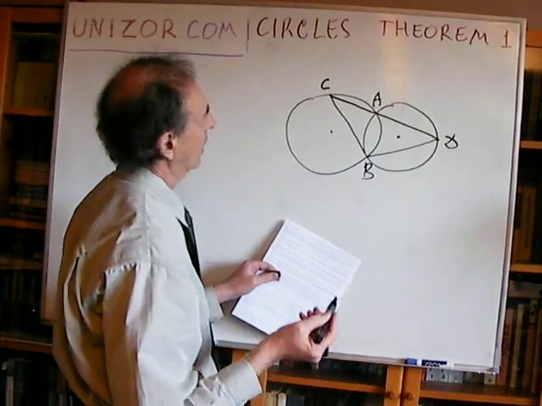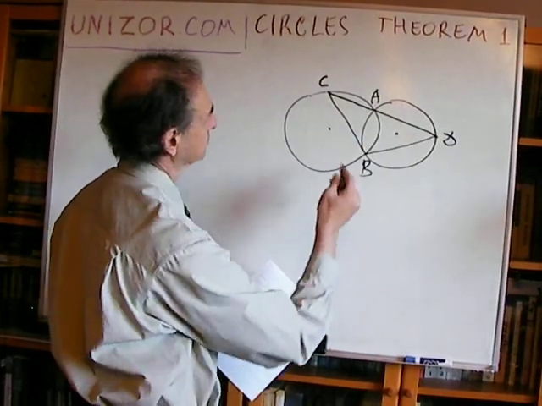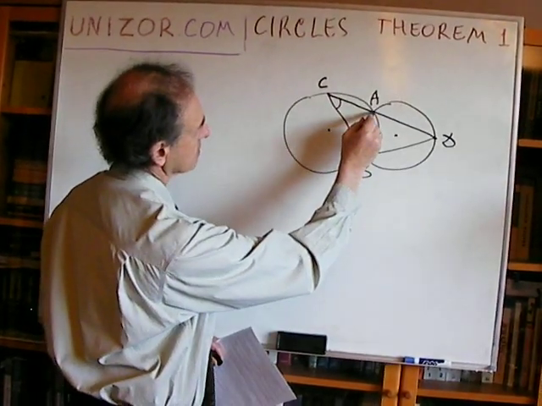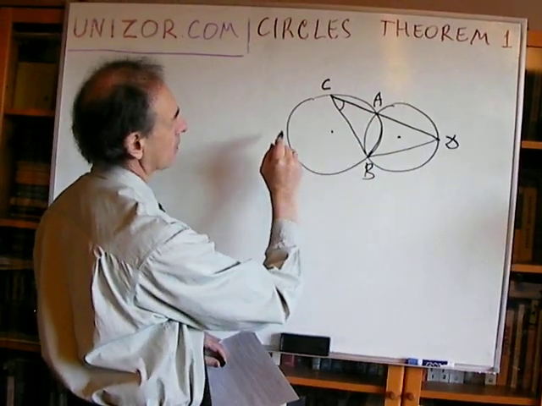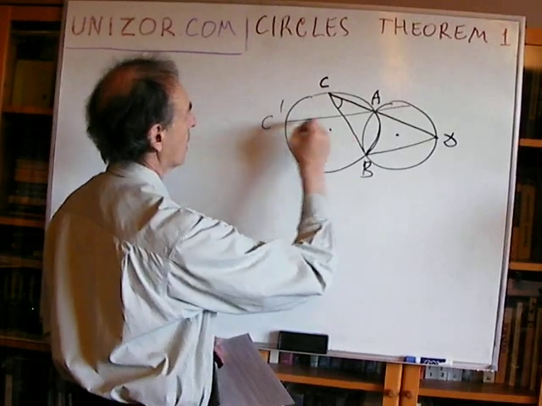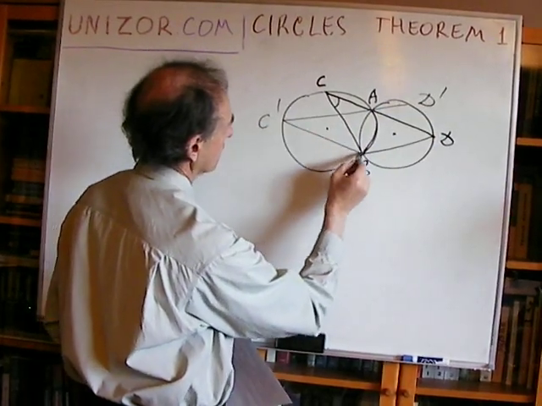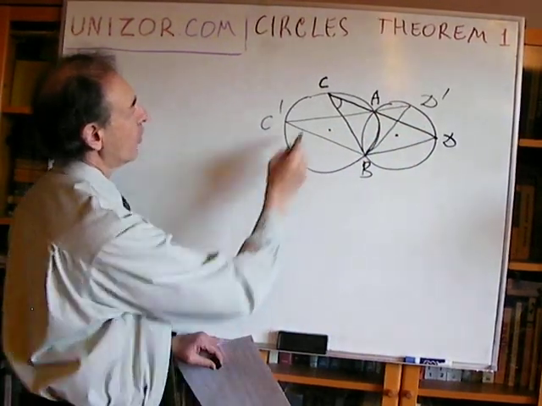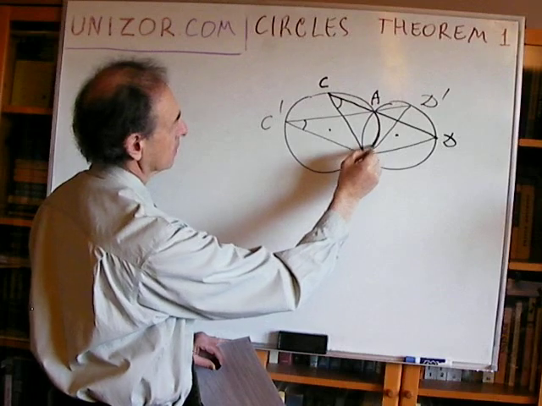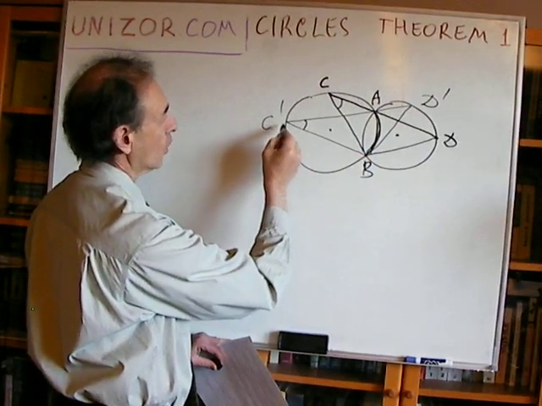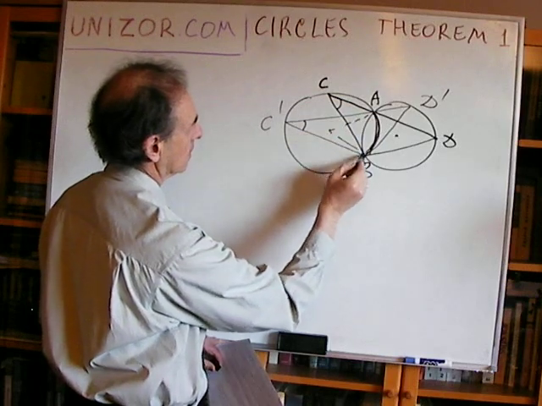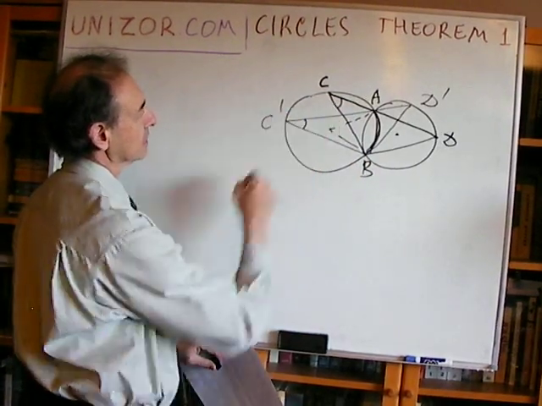All right, consider this triangle BCD. Angle BCD is supported by this arc, and no matter how we position the point C, let's say this way, C prime, D prime, and connect it again the same way, this angle will still be the same, and it will be supported by the same arc. Because this is an inscribed angle, and it's always equal to half of the central angle, which is supported by the same arc. So this angle is constant.